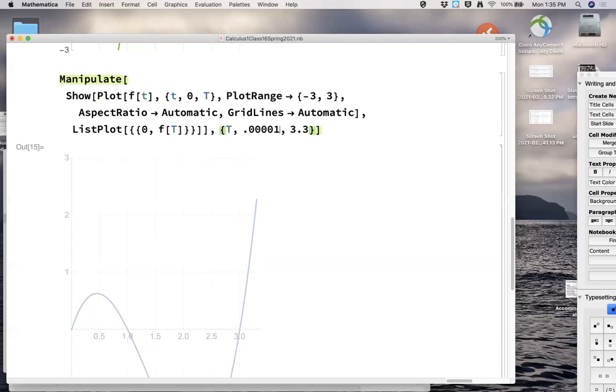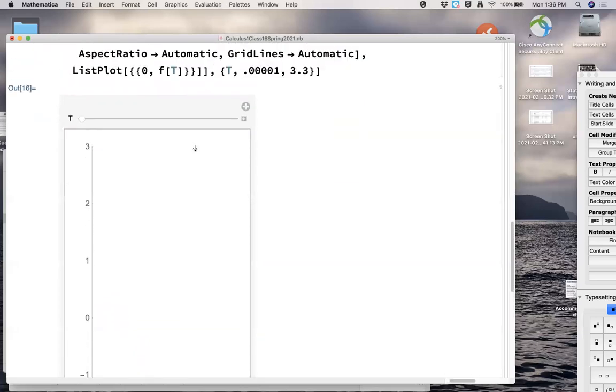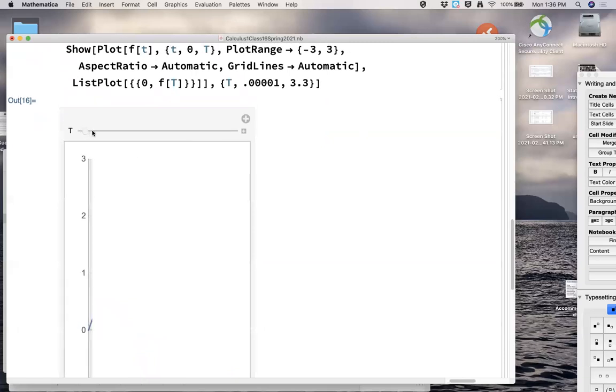What's this going to do? It's going to make not only the graph as capital T increases, but also a plot of a point on the y-axis whose coordinates are 0, f of t. To be on the y-axis means your first coordinate is 0. Its second coordinate is going to be whatever the value of f of t is. And it got rid of my horizontal axis here.